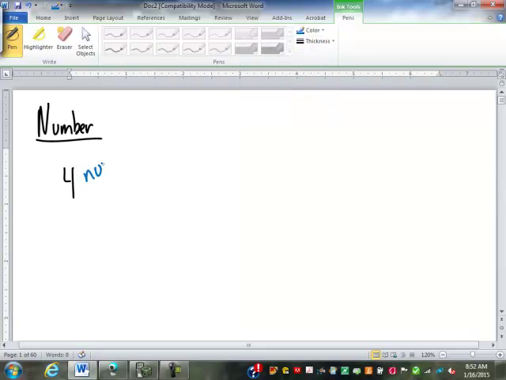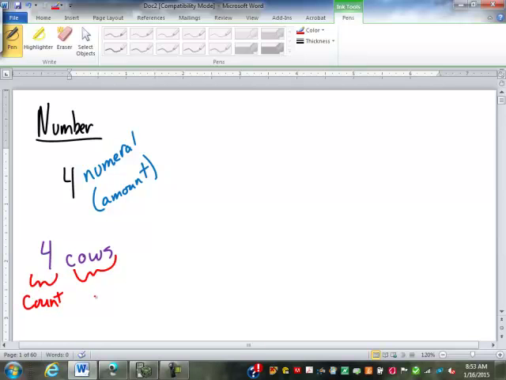That's what we call a numeral. It is just an amount. To truly be a number, it has to tell us not only how much, but of what. So like 4 cows, that's a number. It tells us how many, in this case 4, which I'm going to call the count. And it tells us of what, in this case the cows, which I'm going to call the name.